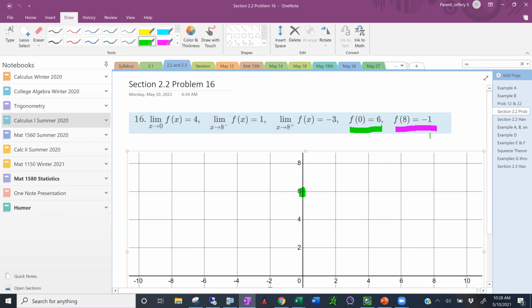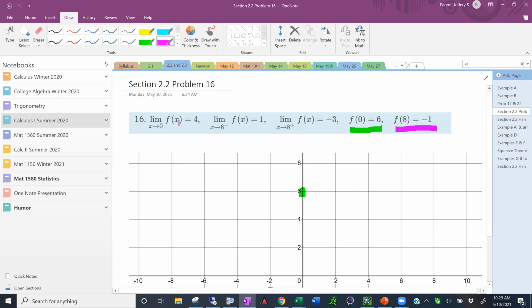So we'll finish up this section with problem number 16, at least problem 16 from the written or handheld version of the book. And it gives us a couple things. They want us to fill in a plausible graph. But personally, I would start out with these two pieces of information here. For instance, f of 0 equals 6. So this is telling you you've got a value of 6 as a y-intercept. And then f of 8 equals negative 1. So let's put that point on our graph.